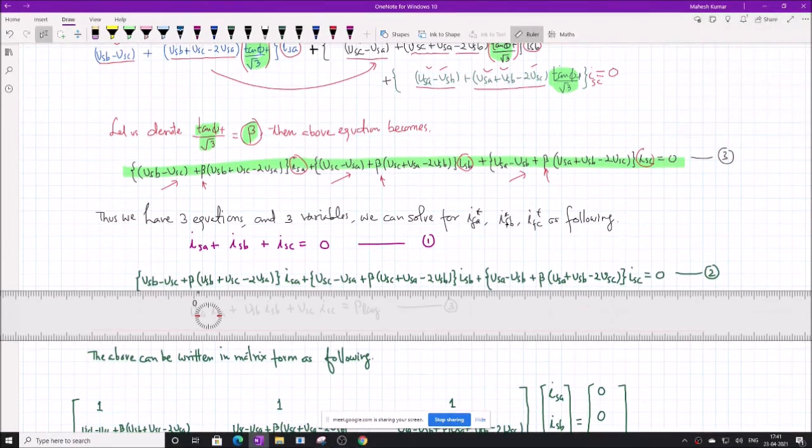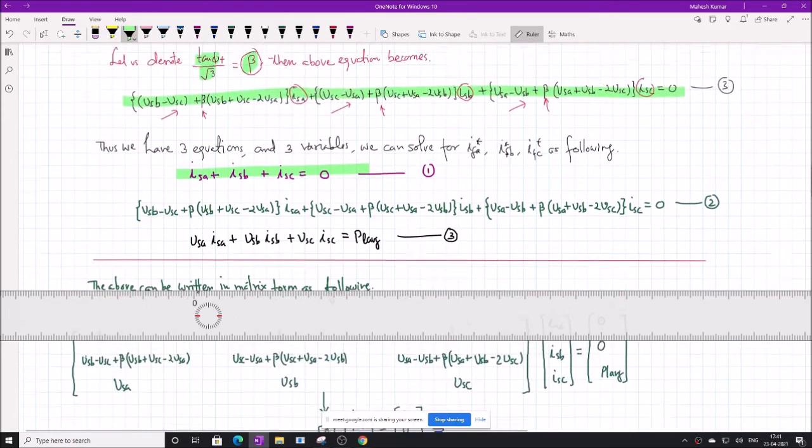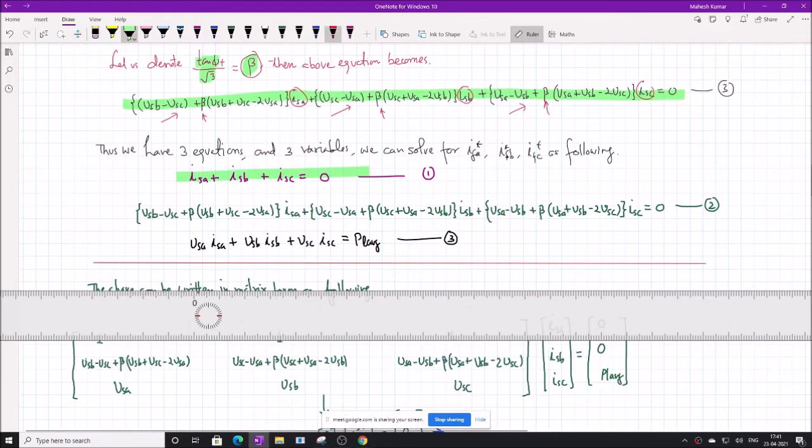So what do you see? We have 3 equations and we have 3 variables. We can summarize this discussion. The first condition was this: the summation of the 3 currents must be equal to 0. The second condition I will put from the power factor first. You can call it the second condition because it becomes easy to simplify. You can call it third also, but I think it is easy to simplify this as the second equation.